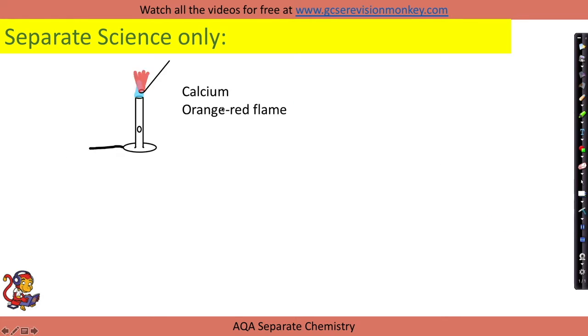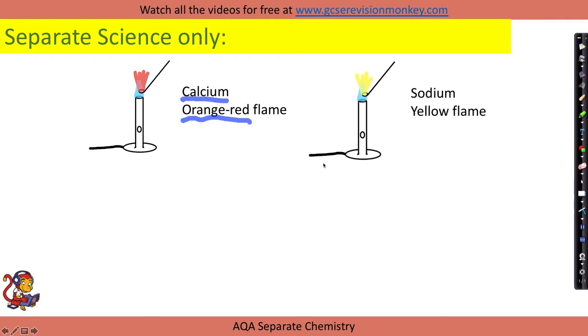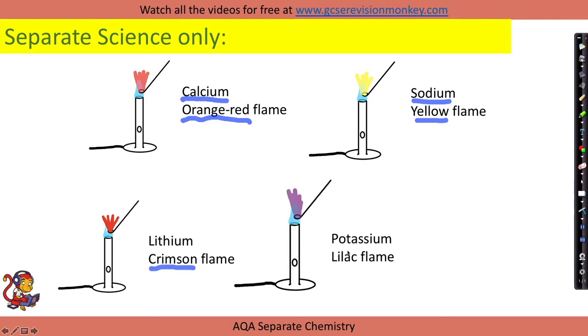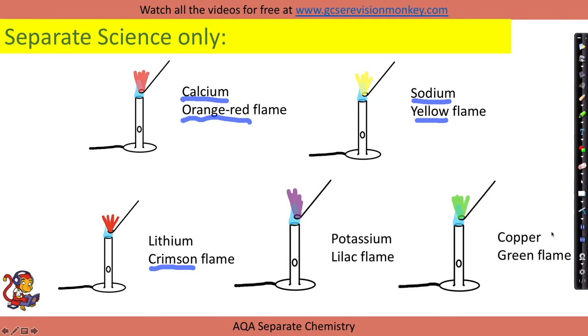If the flame was orange-red in colour, that would indicate the metal ion was calcium. If the flame was yellow, that indicates sodium. If the flame was crimson, that would indicate lithium. A lilac flame would show you'd have potassium, and a green flame would show you that the cation was copper. Flame tests, however, are not the only test that can be used to identify cations.